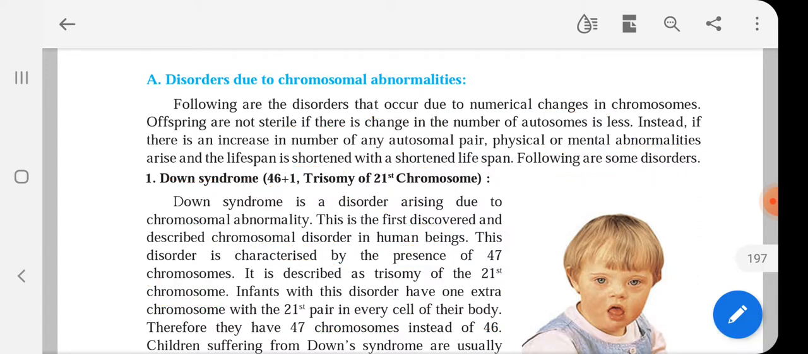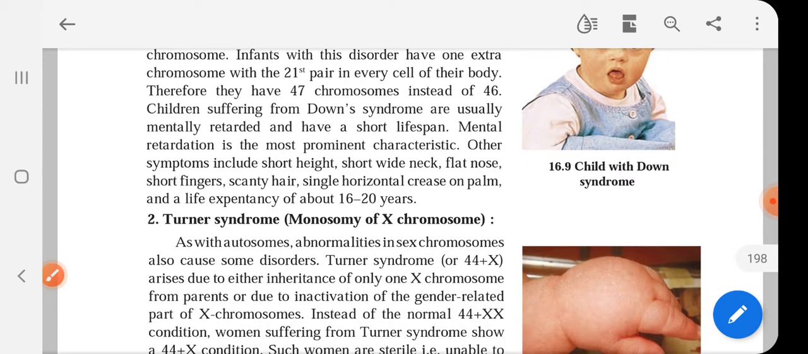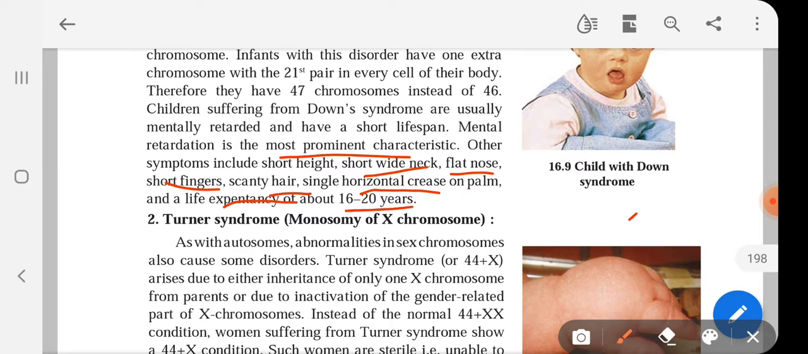So, this is what is found. Children suffering from Down syndrome are usually mentally retarded and have a short span of life. Mental retardation is the most prominent characteristic. Other symptoms include short height, short wide neck, flat nose, short fingers, scanty hair, single horizontal crease on palm, and a lifespan expectancy of about 16 to 20 years. So you can see these are children with Down syndrome. So this was the first one.